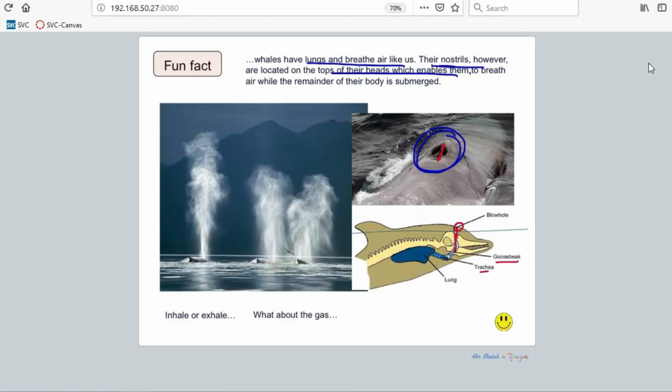Then it gets into the trachea, then it gets to the lungs, and then you have gas exchange like what normally happens. So what's happening here? Is that inhaling or exhaling? That's exhaling, and what's the gas that's being exhaled there? CO2. Okay.